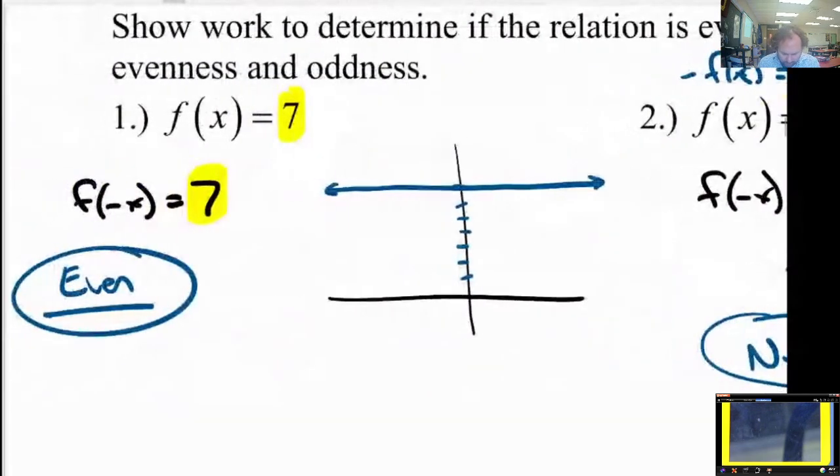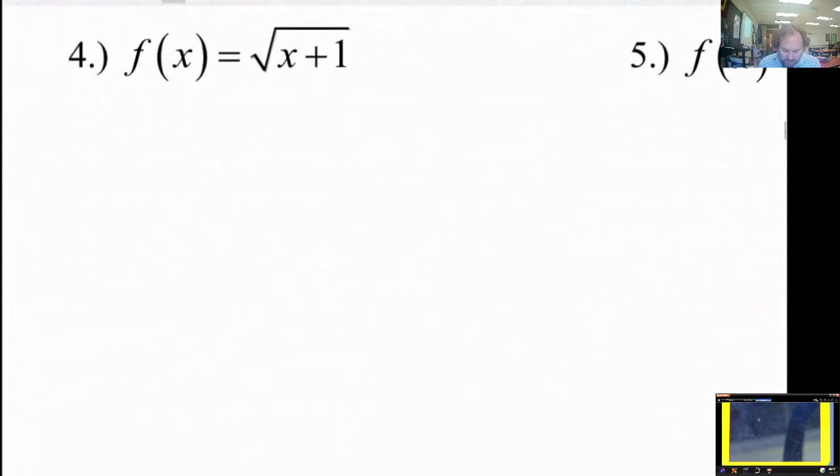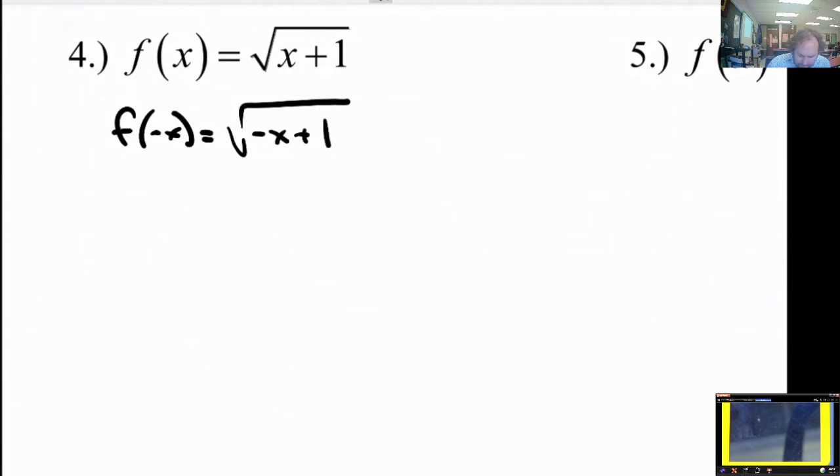Looking at number 4, square root of x plus 1. Interesting choice. F of negative x equals the square root of negative x plus 1. Well, again, this one is going to be a neither. I mean, let's think about this. It's not the original function. There's really nothing we can simplify here. So this is not the same as the original function, so it's not even.